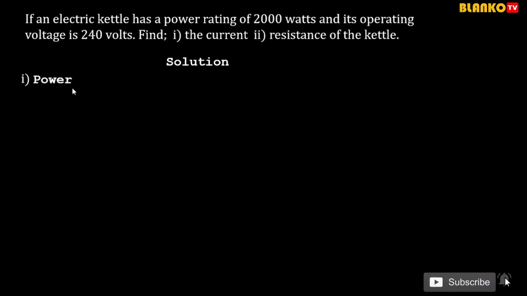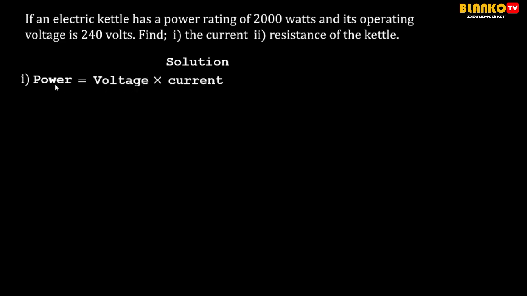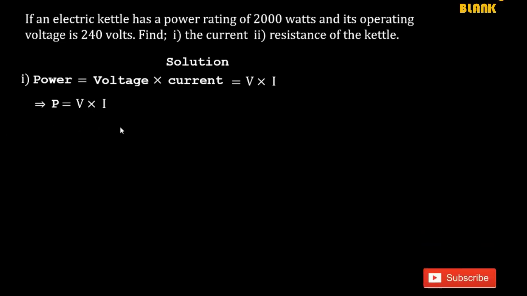We know that power is equal to voltage times current, that is P = V times I. I hope you are following it. So by change of subject, I is equal to P over V, that is the power over the voltage.